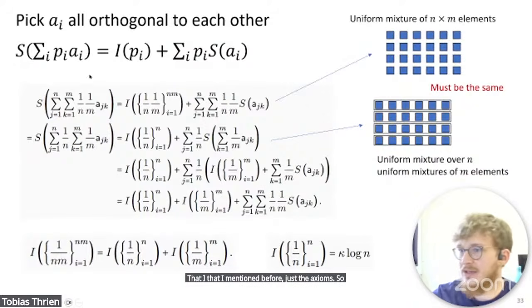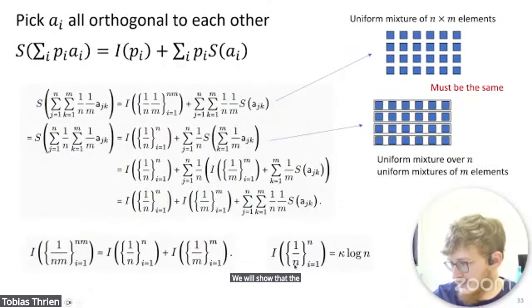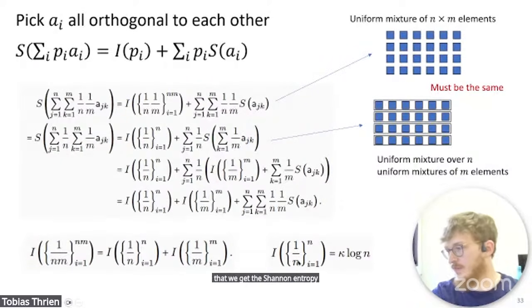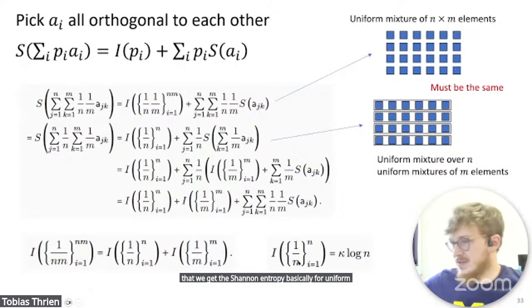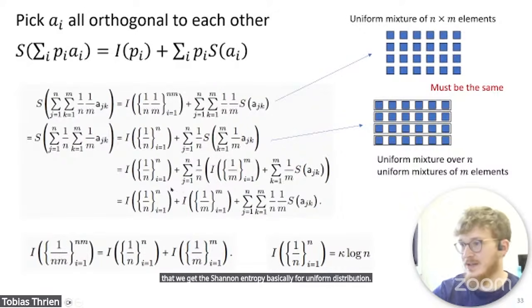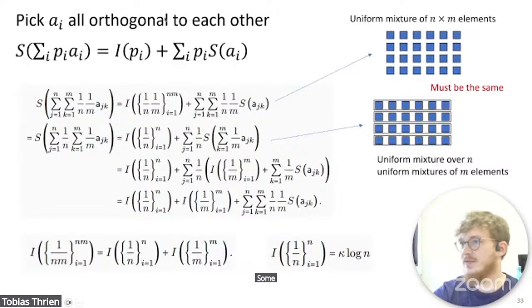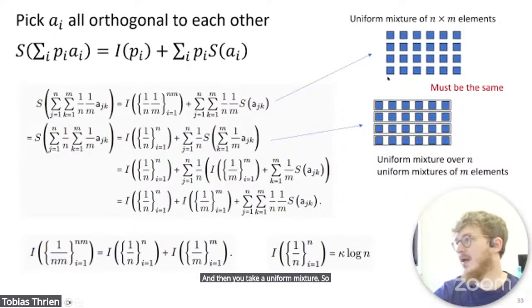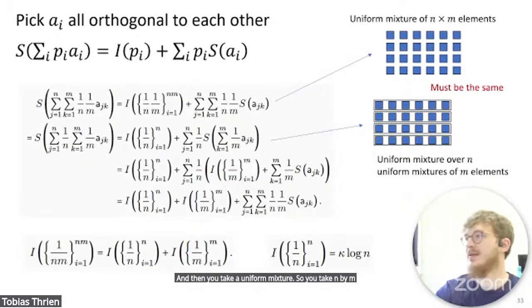First we will show that we get the Shannon entropy for the uniform distribution, and then we will generalize it. So the first step is, let's say you have some sequence of orthogonal ensembles, and then you take a uniform mixture. So you take n times m orthogonal elements, and you mix them uniformly.